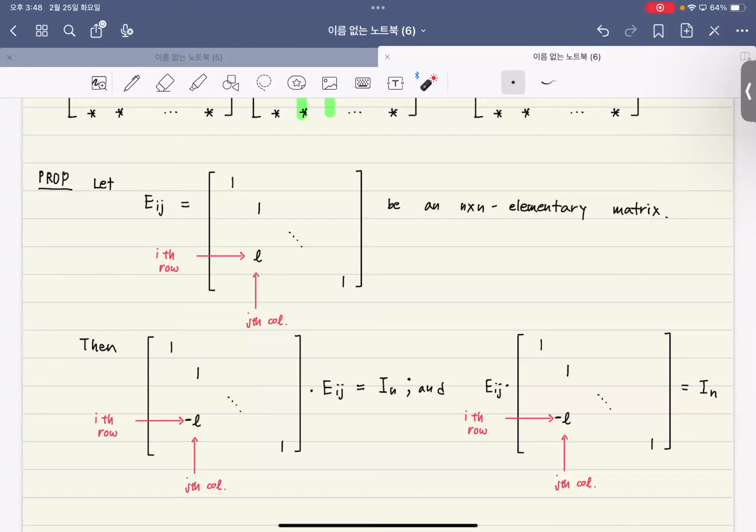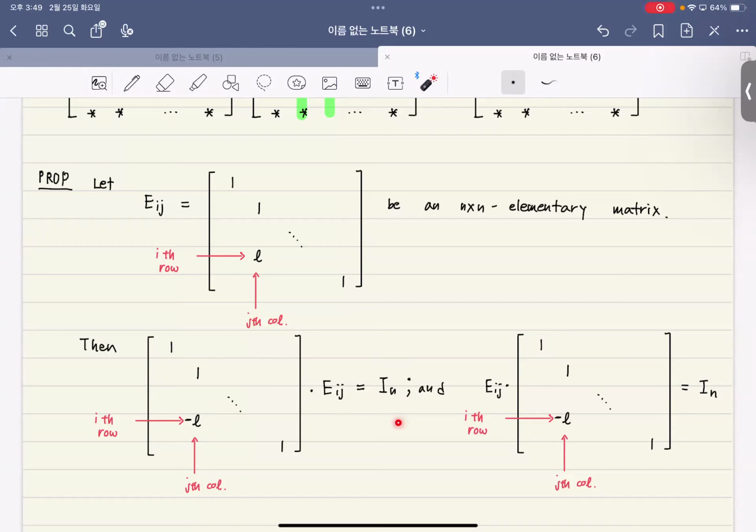And I have multiplied another elementary matrix. But this time, what is the purpose of this elementary matrix? You multiply negative L to the J's row and add it to the I's, which precisely undoes the first elementary matrix, right? So you multiply by L and add it to the I's, and you multiply minus L and add it to the I's. Therefore, you did nothing. You did no elementary operations. Therefore, this times this must be the identity.